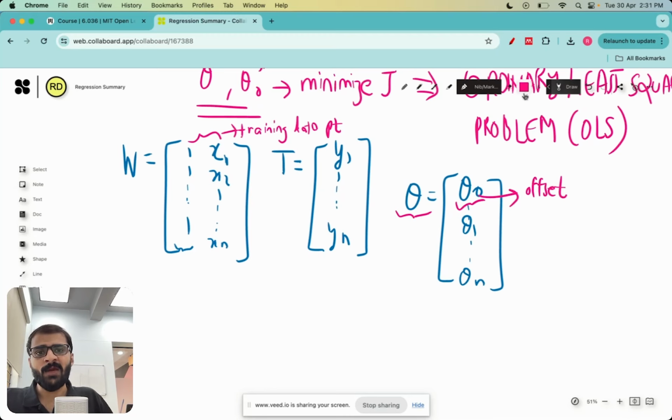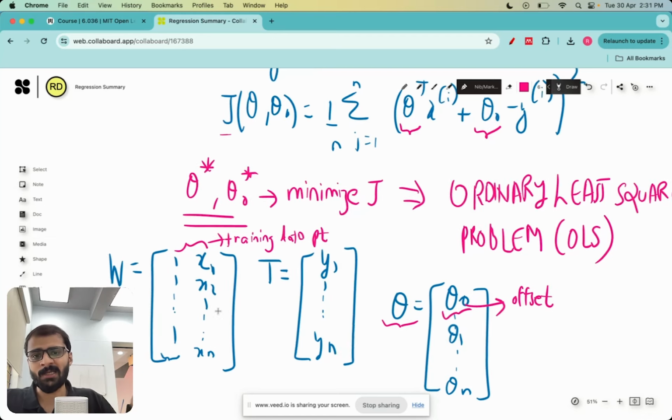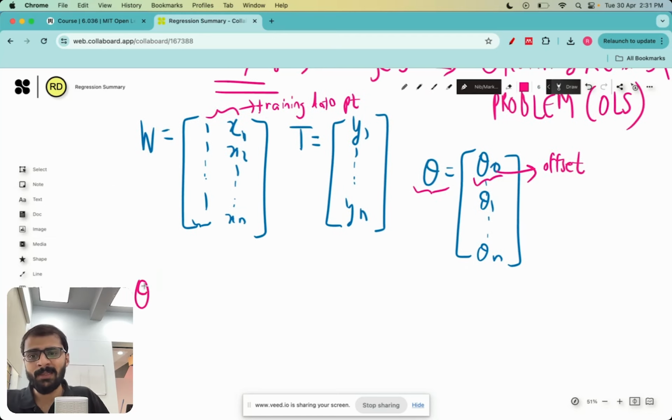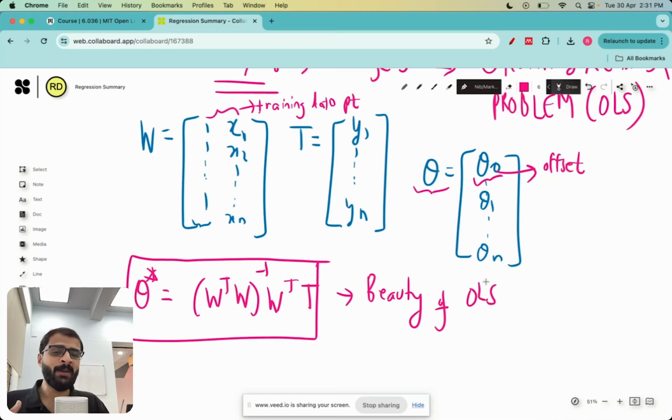Once these vectors are defined, it turns out that once you find the gradient of this loss function with respect to theta and with respect to theta naught, and if you define J in terms of matrices instead of a vectorized summation, the optimal theta star is given by this formula: (W transpose W) inverse W transpose T. This is the beauty of the OLS because it's a closed form solution. So we are lucky in this case. This luck won't keep on happening for other machine learning algorithms.